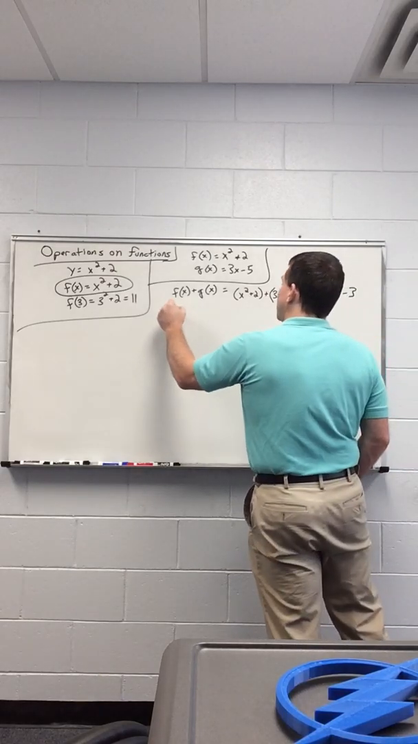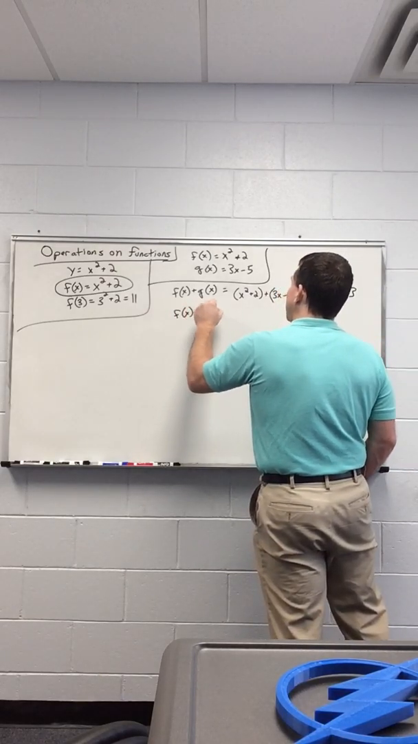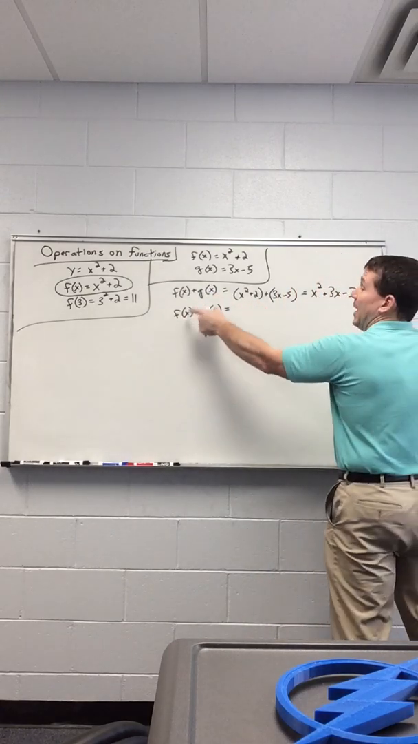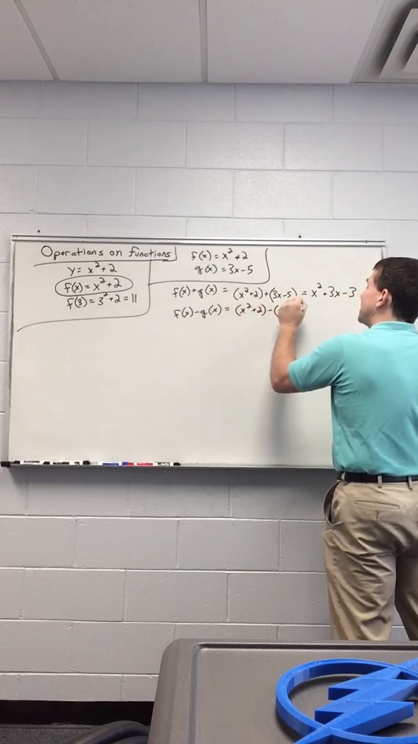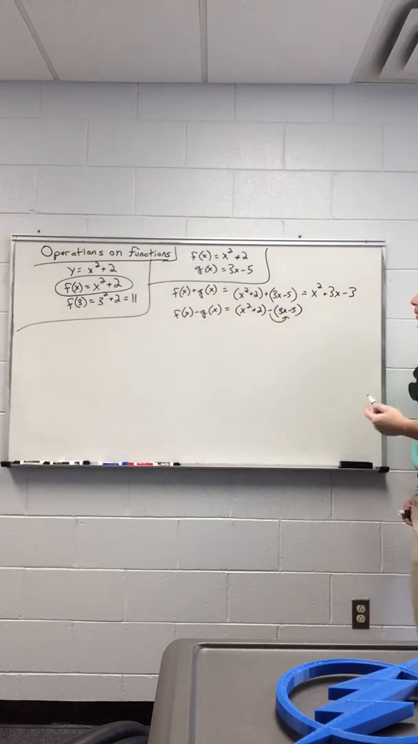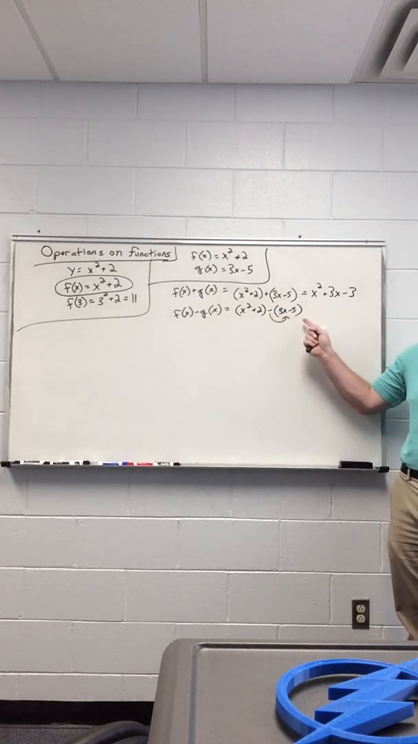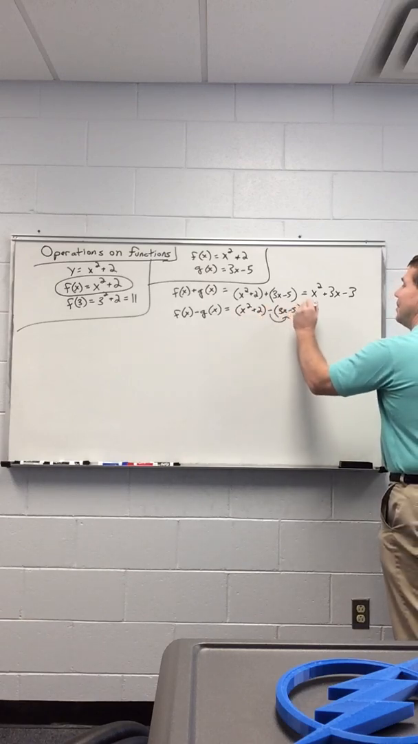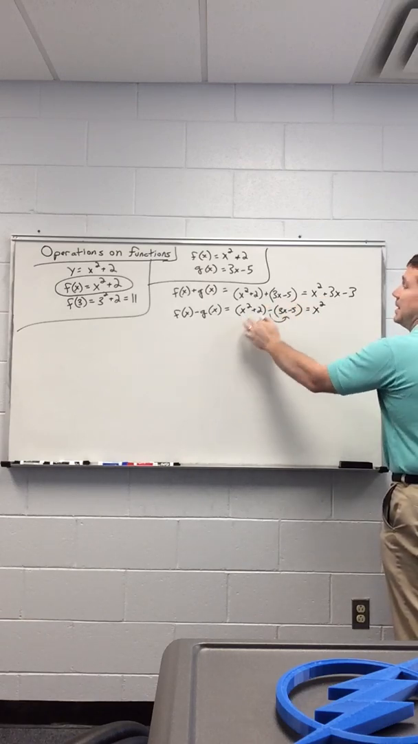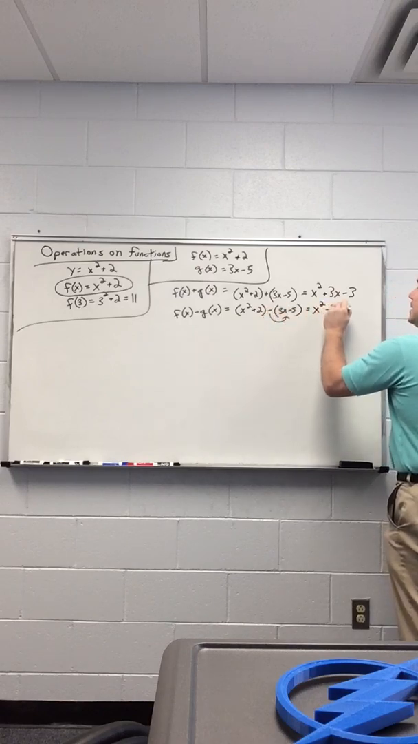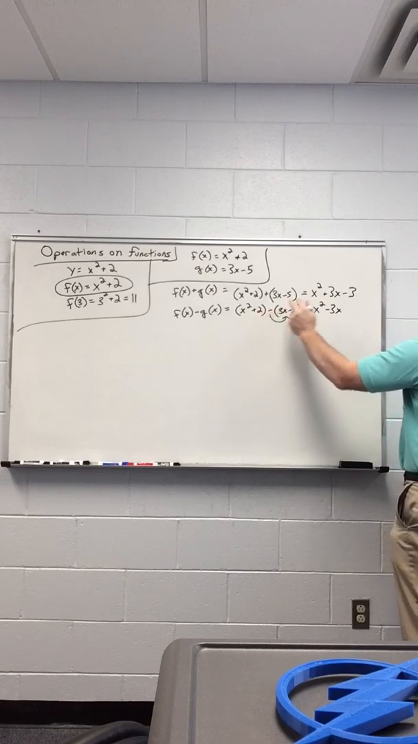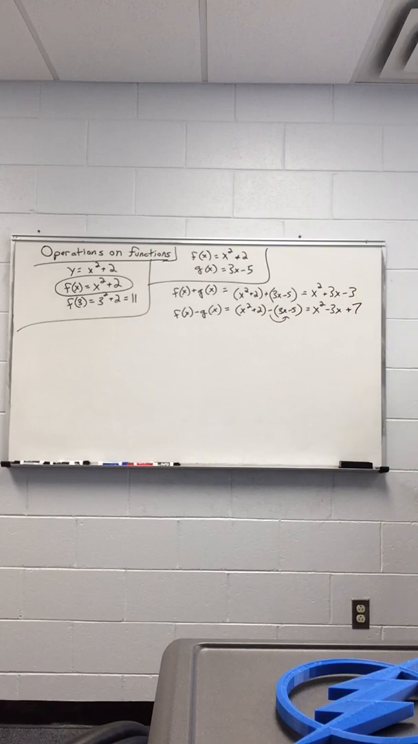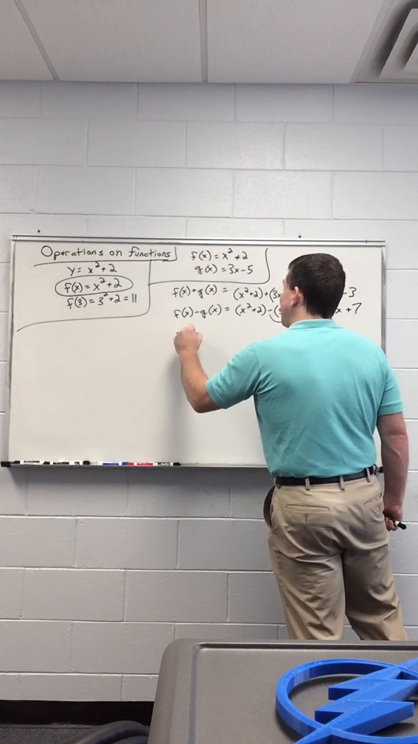If I want to subtract functions, f of x minus g of x, and here the parentheses are important, I do the same thing: x squared plus 2 minus 3x minus 5. Here again, just remember, now I'm subtracting the whole function, so I have to make sure to distribute that negative in. But I still do the same thing, combine like terms: x squared, now I have a negative 3x, 2 minus negative 5 is 2 plus 5, because the two negatives cancel, which is 7. That's addition and subtraction.